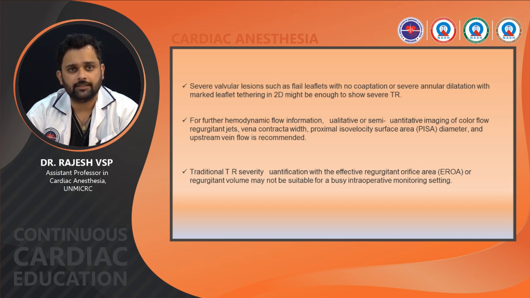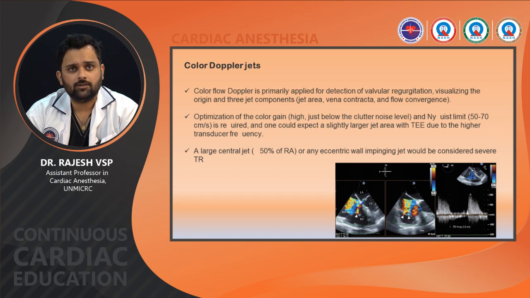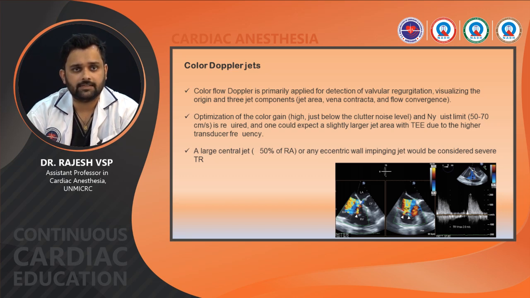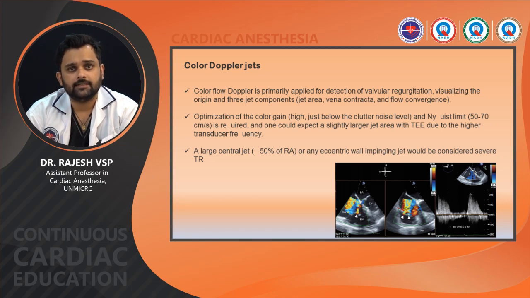Traditional TR severity quantification with the effective regurgitant orifice area or regurgitant volume may not be suitable for a busy intraoperative monitoring setting. Coming to color Doppler jets, the color Doppler is primarily applied for detection of valvular regurgitation, visualizing the origin and 3 jet components, that is area, vena contracta, and flow convergence. Optimization of the color gain and Nyquist limit is required, and one could expect a slightly larger jet area with TEE due to higher transducer frequency.